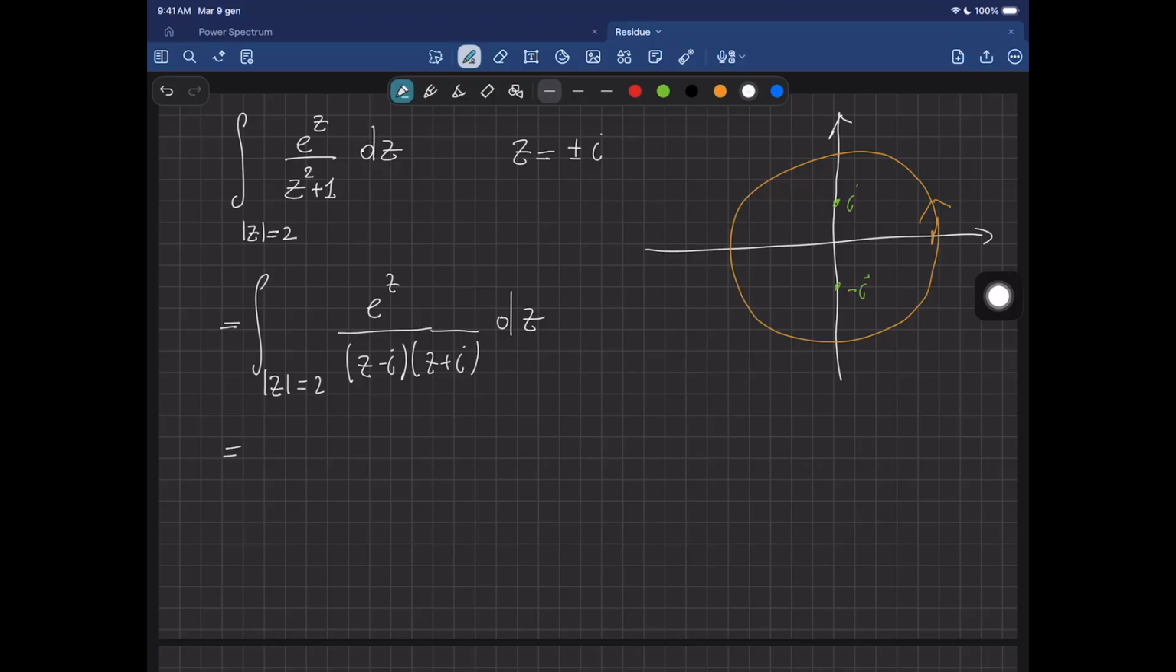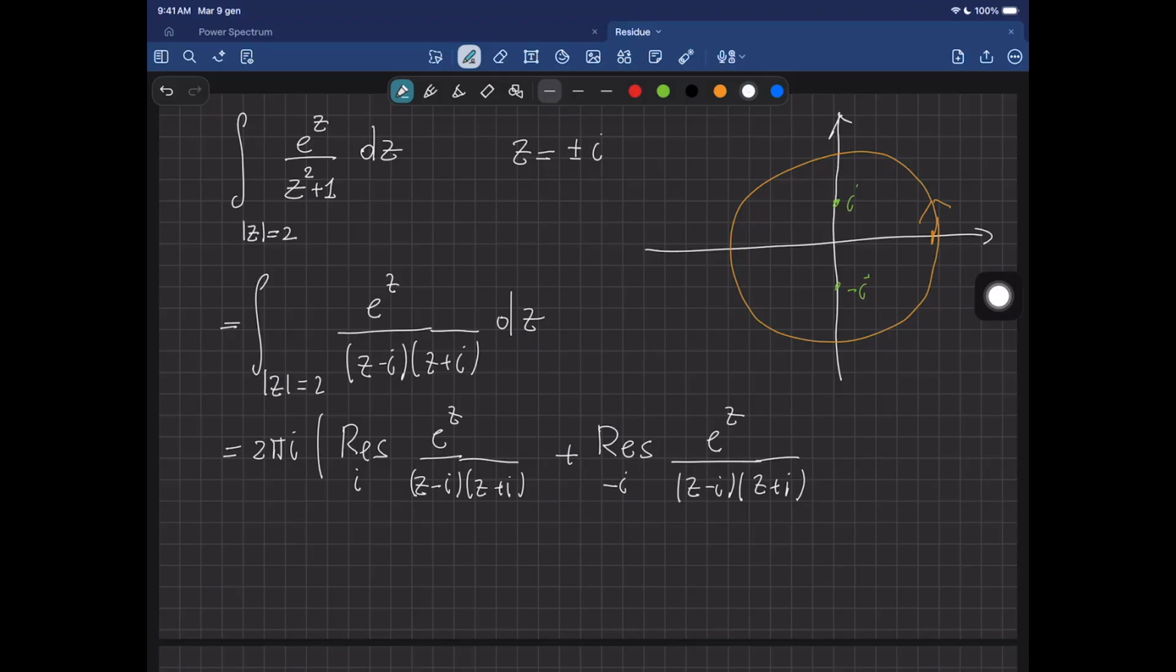It is going to be equal to 2πi times the residue of the function at i, so e^z over (z − i)(z + i), plus the residue at −i of e^z over (z − i)(z + i). Okay? And as I said before, the two are going to be two poles of order 1 because the denominator vanishes linearly there, and that's the reason why it's of order 1.